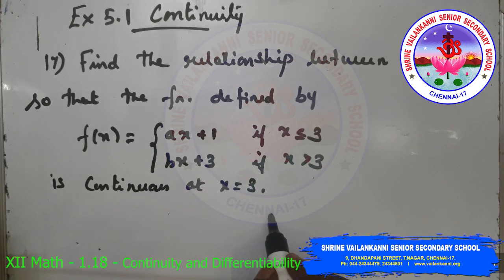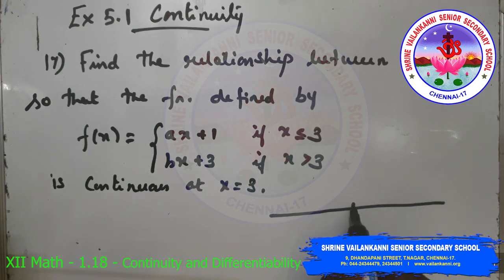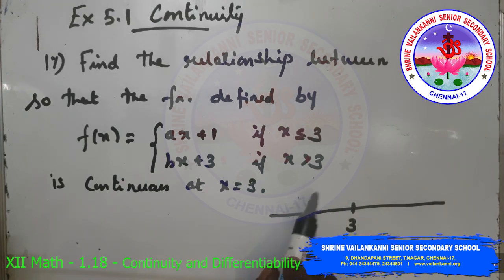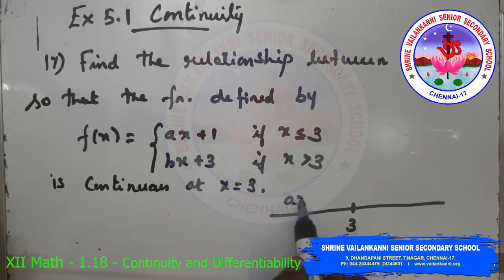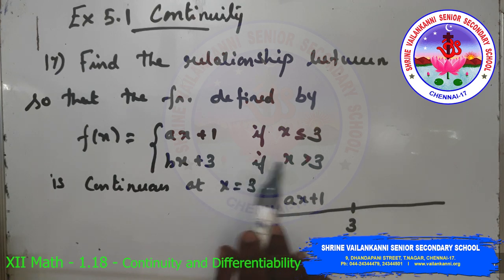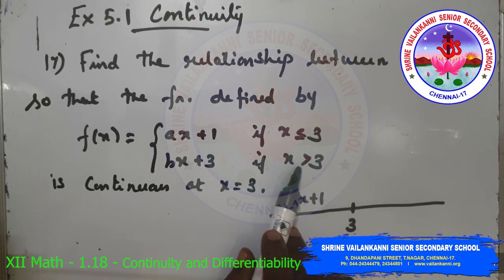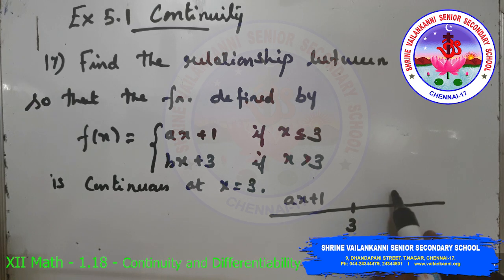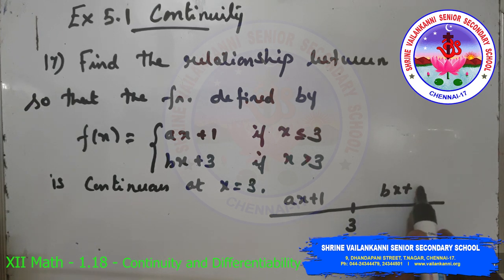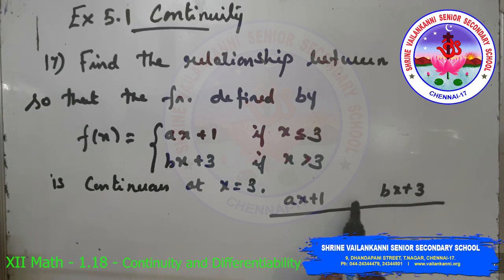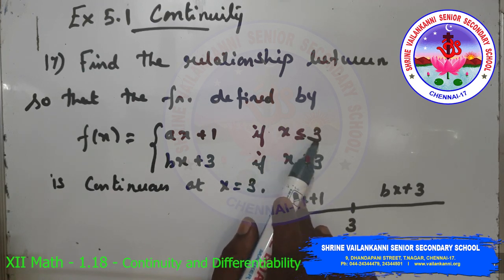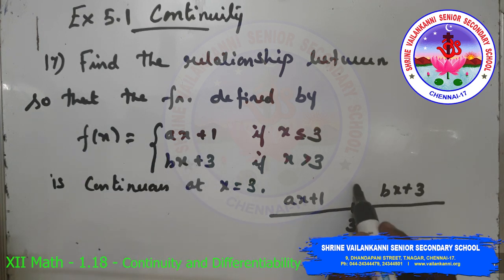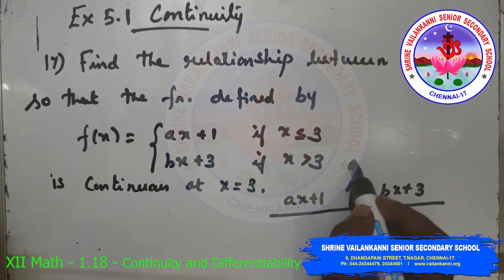So let's draw a number line with the point 3. To the left of 3, that is x less than 3, we have the function defined to be ax plus 1, and to the right of 3, that is x greater than 3, we have the function f of x defined to be bx plus 3, and at 3, x less than or equal to 3, so at x equal to 3, the function f of x is defined to be ax plus 1.